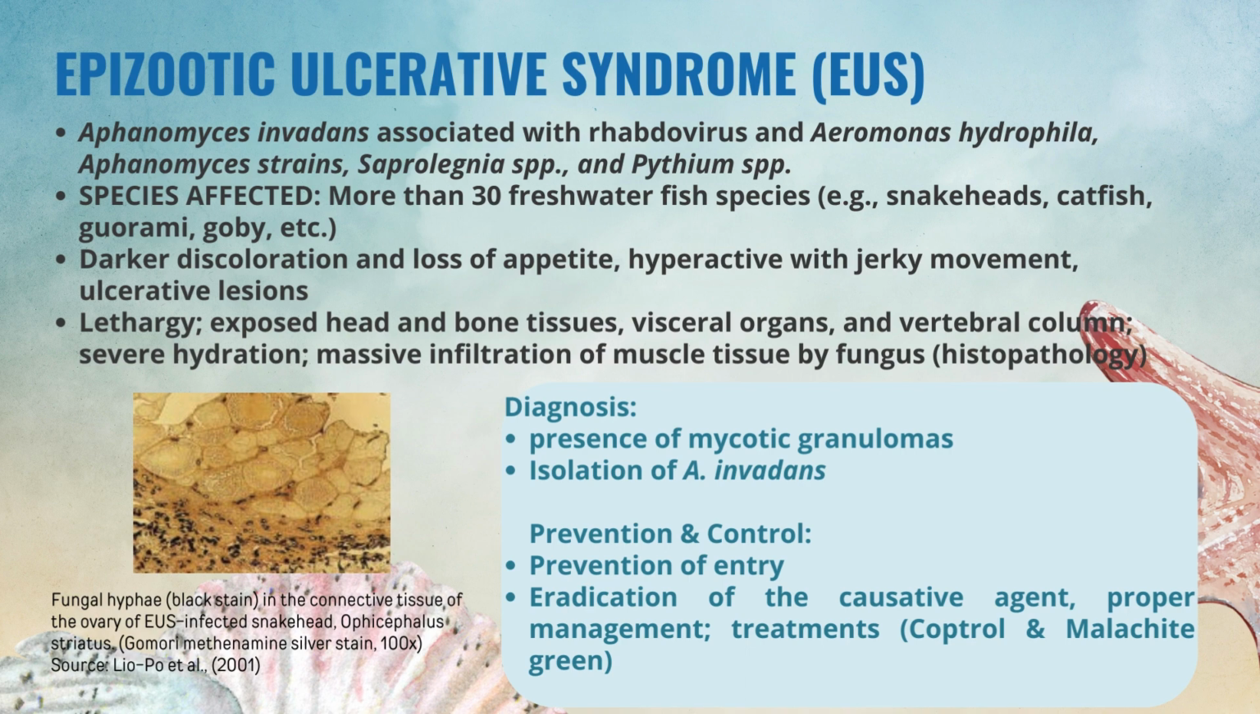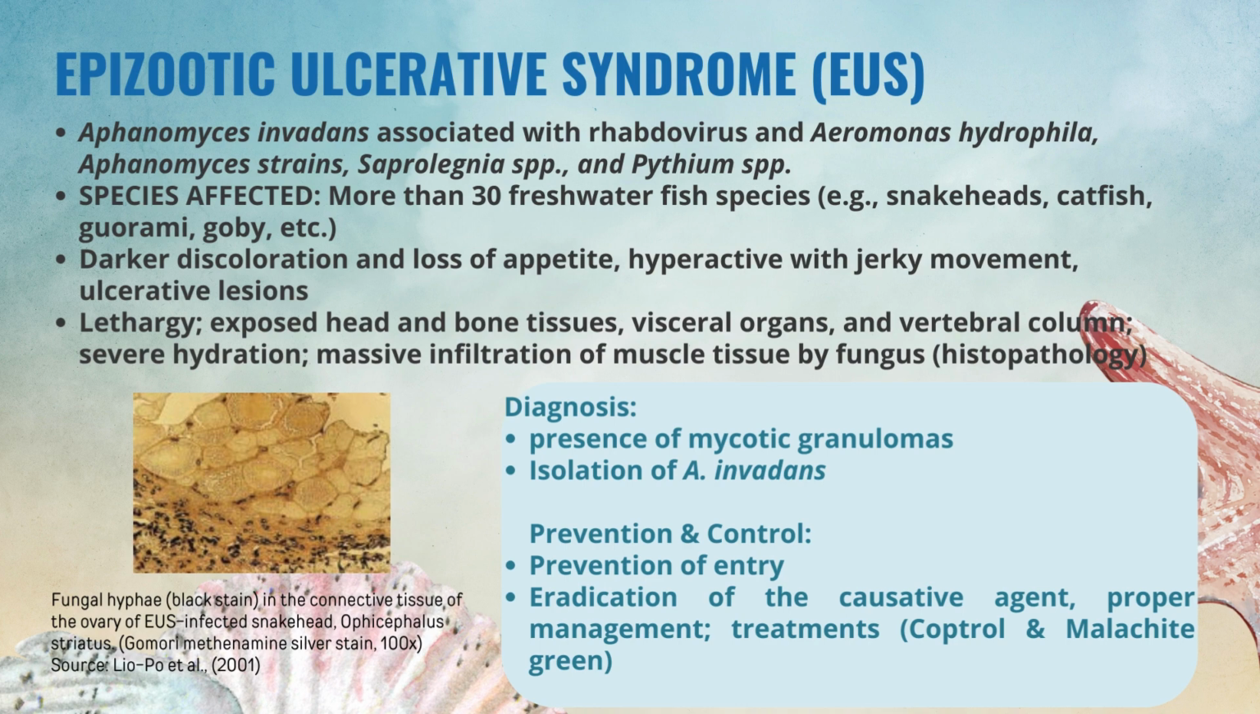The second disease, affecting more than 30 freshwater fish species such as the snakeheads, catfish, gourami, goby, and others, is the epizootic ulcerative syndrome. This is caused by Aphanomyces invadans, which is associated with disease outbreaks together with rhabdovirus and the bacteria Aeromonas hydrophila. Other organisms that may superinfect lesions include saprophytic Aphanomyces strains, Saprolegnia species, and Pythium species.